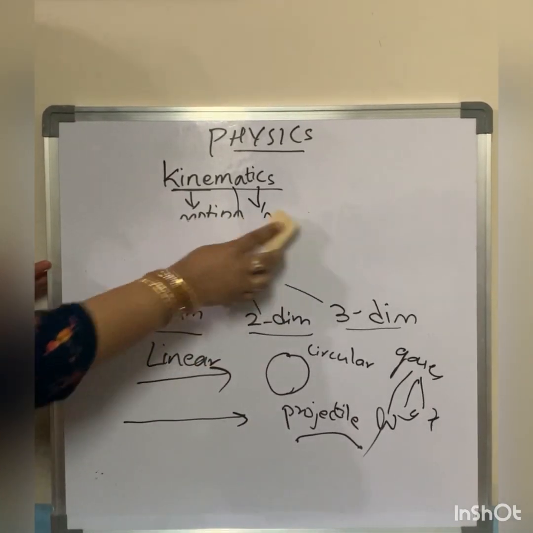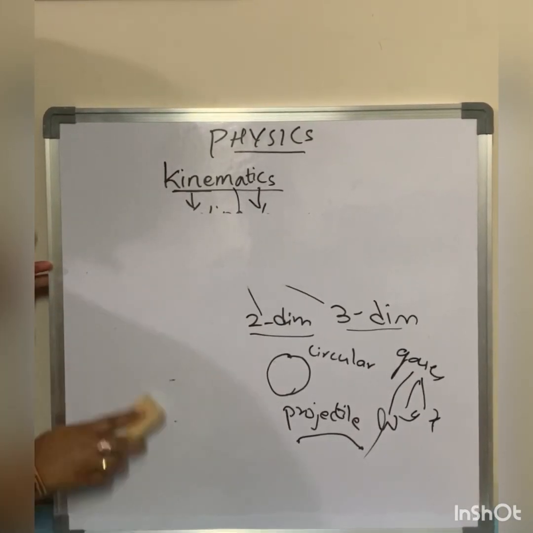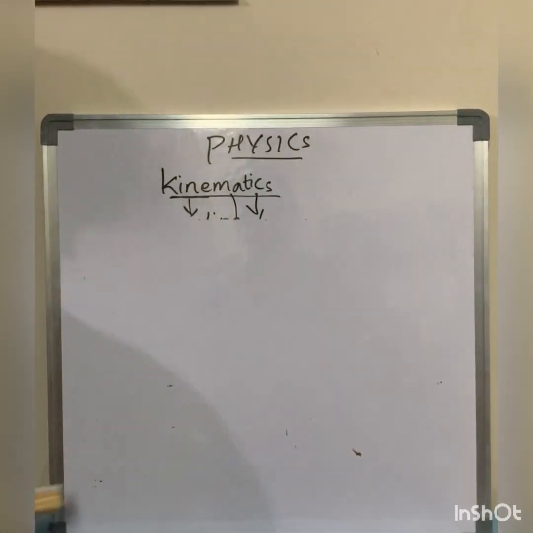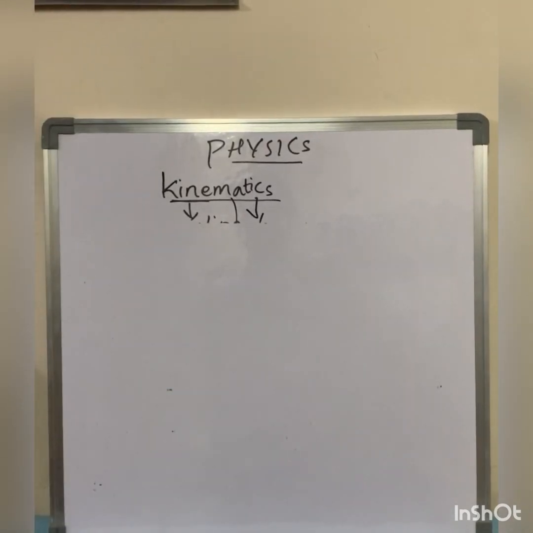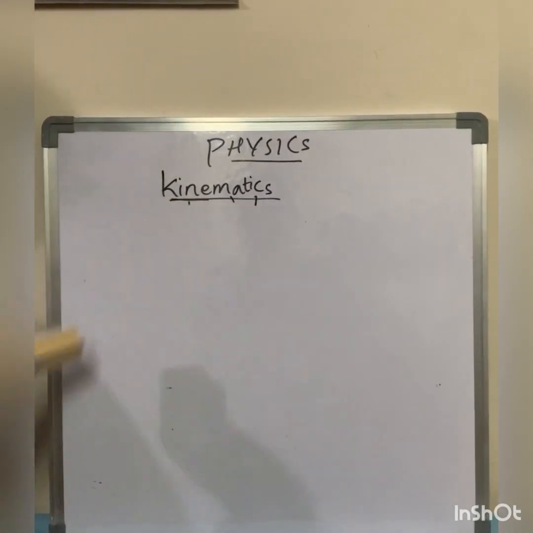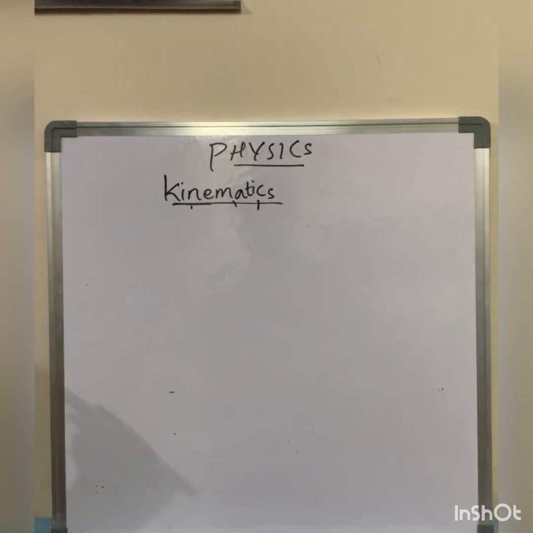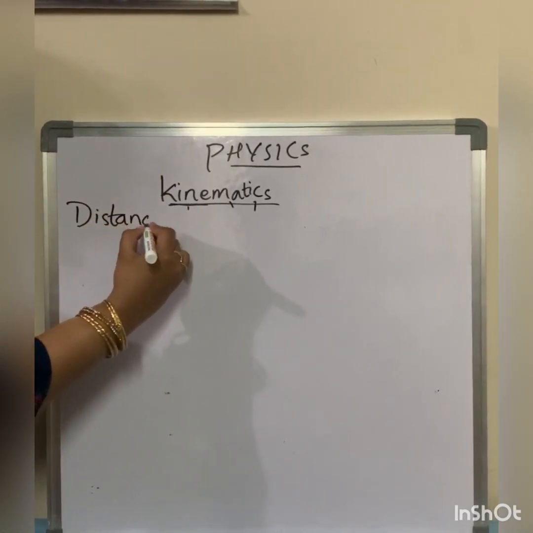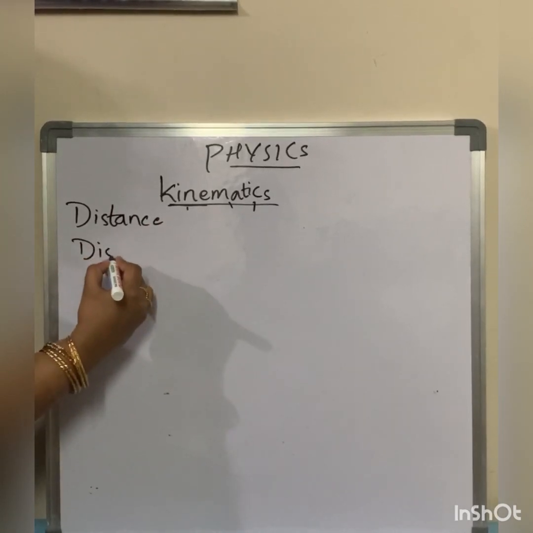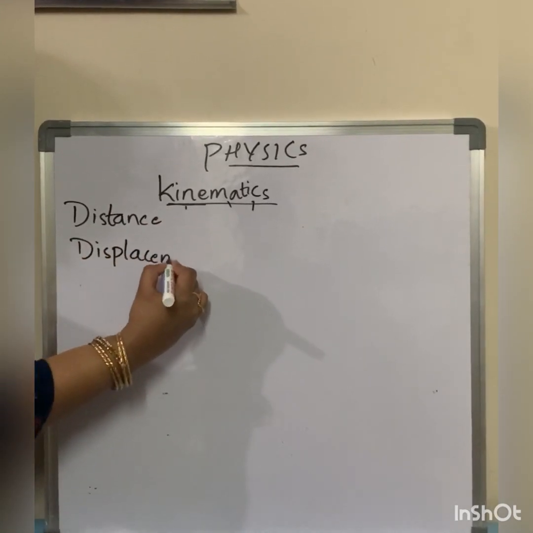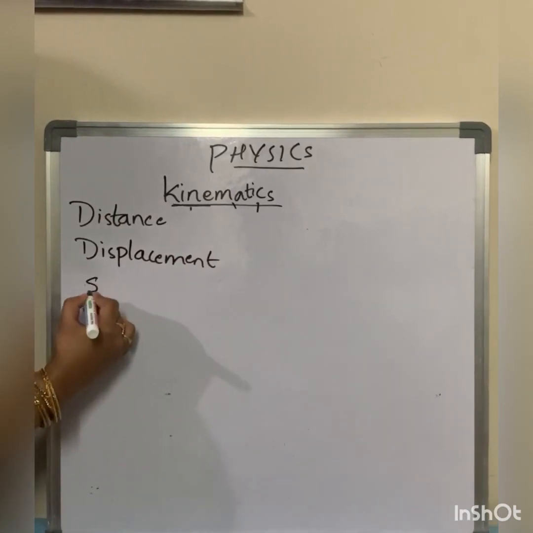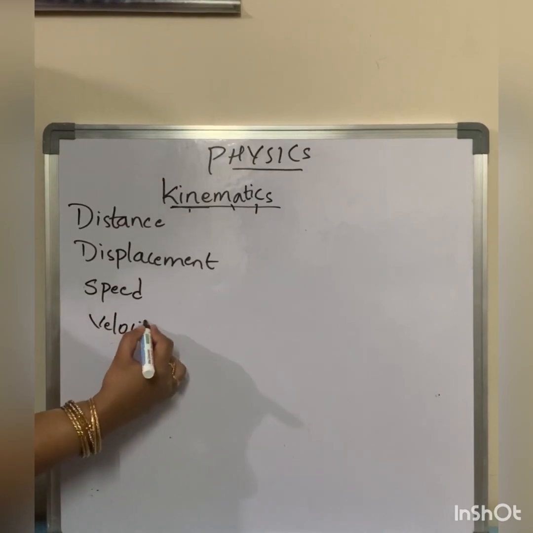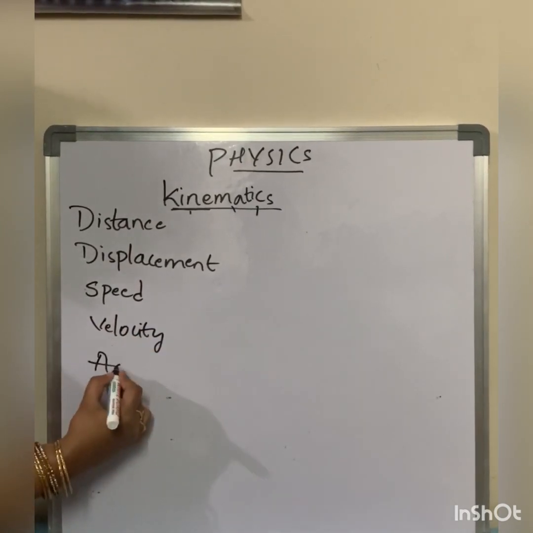So coming to the important terms that you need to understand in physics, mostly in kinematics. As this is the basics, you should have knowledge in these terms. So first is distance, displacement, speed, velocity and acceleration.